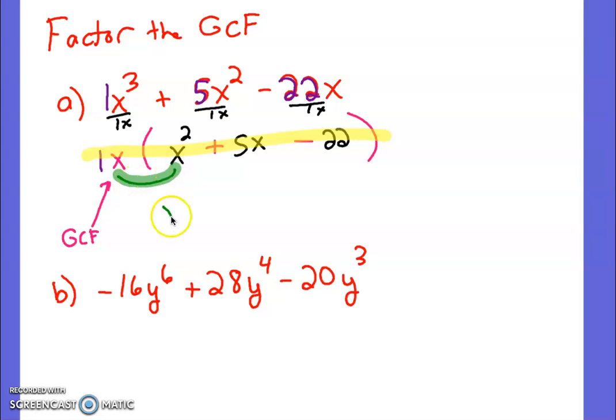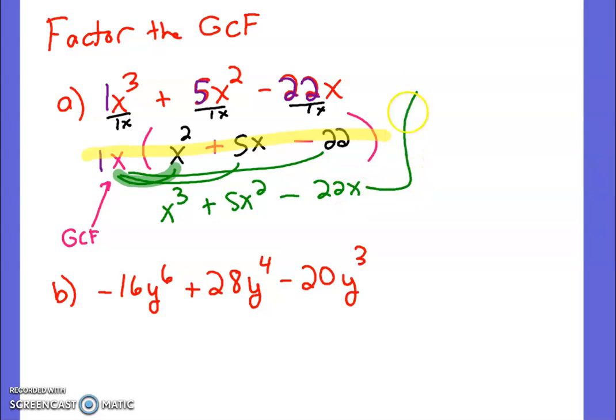So x times x squared, that's x cubed. X times 5x, that's 5x squared. And x times 22 is 22x. Notice that is the original problem. It's easy to double check by using the distributive property. All right, let's try this problem right here.